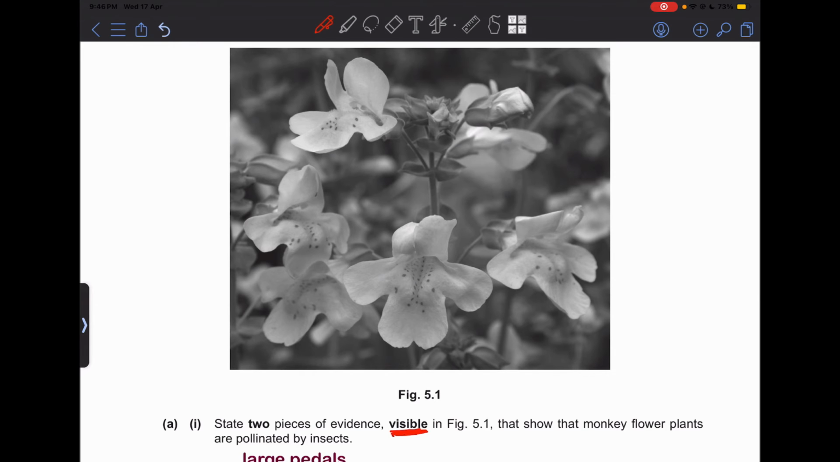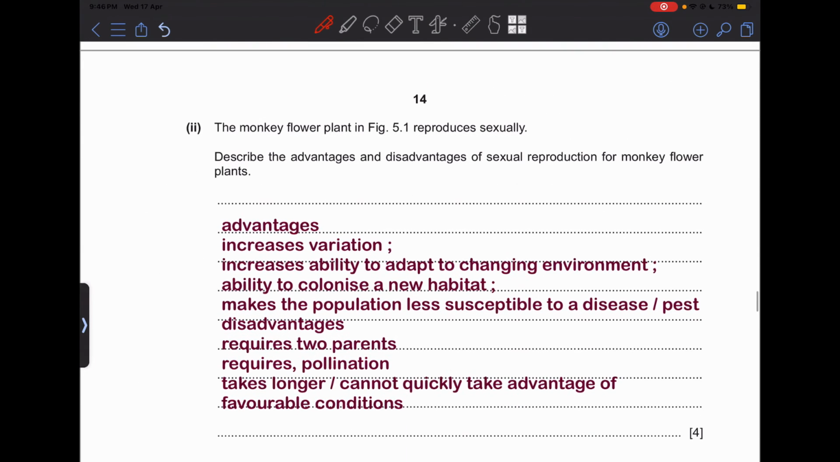So now for question II, the monkey flower plant in figure 5.1 reproduces sexually. Describe the advantages and disadvantages of sexual reproduction for monkey flower plants. So advantages, this is basically, the monkey flower plant reproduces sexually, so they're asking about the advantages and disadvantages of sexual reproduction basically.